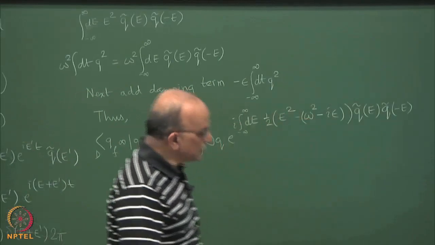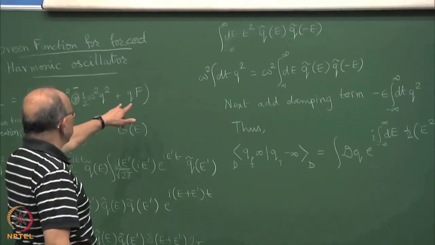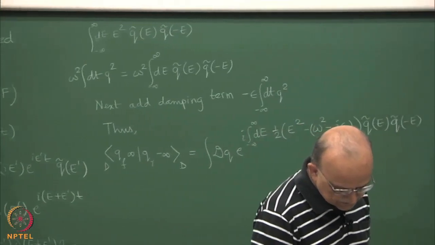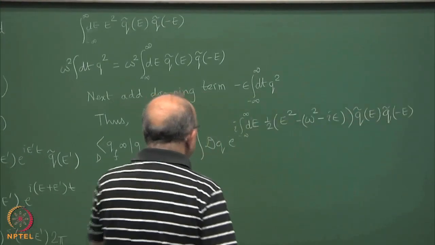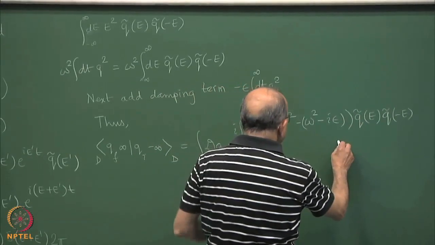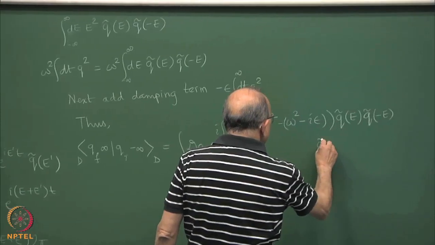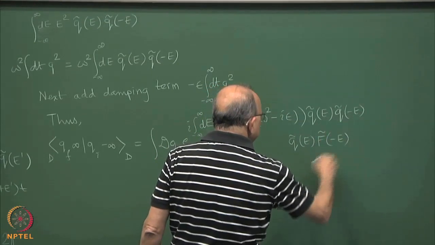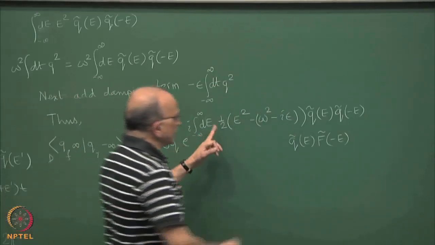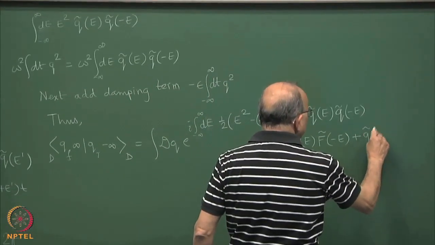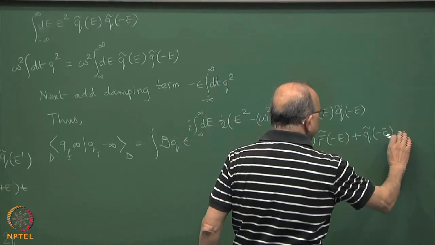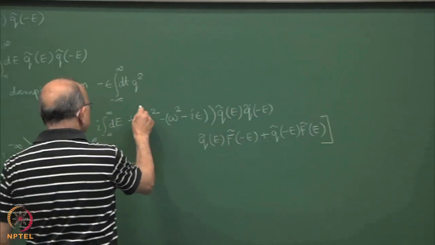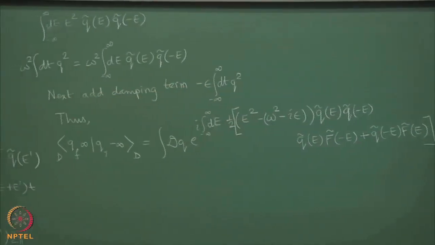And now we also have to introduce this term, q times f, and that q times f we write as equal to, we put an overall half, and we write for symmetry q tilde E times forcing function f tilde of minus E. That will come only once, but to keep an overall factor half outside, we also write q tilde minus E times f tilde E, and I can now put a big square bracket outside. Okay, so the half multiplies all of this.